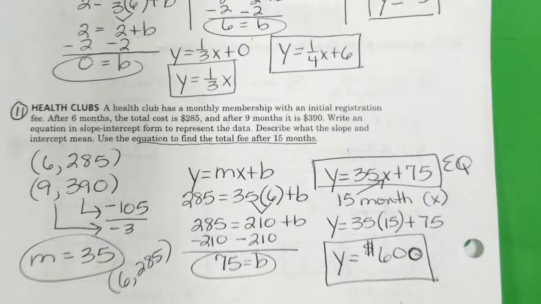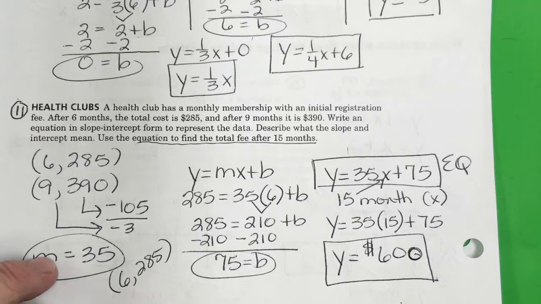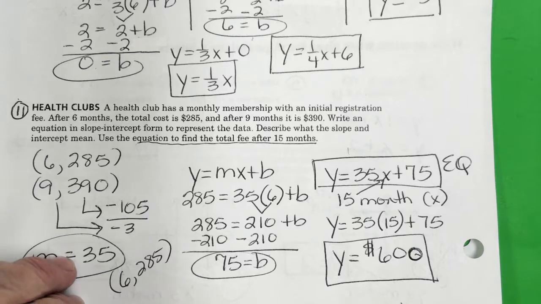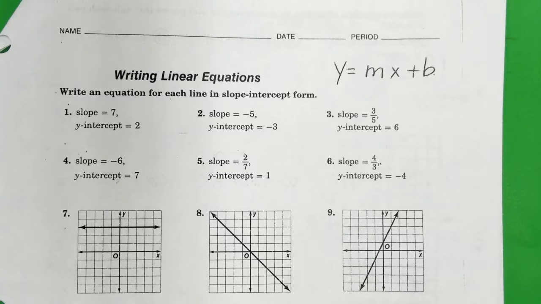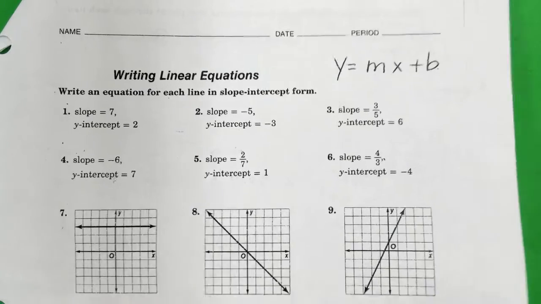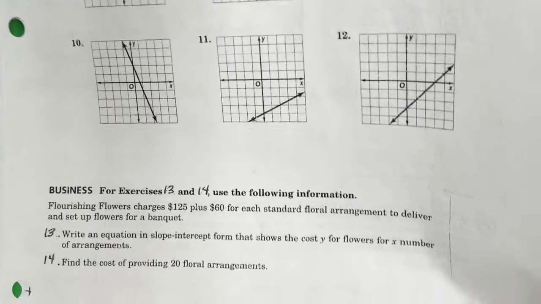All right, let's go to the next page. Your assignment's going to be the odd problems and also number 14. So the odd problems front and back and problem number 14. Let's do number 13.